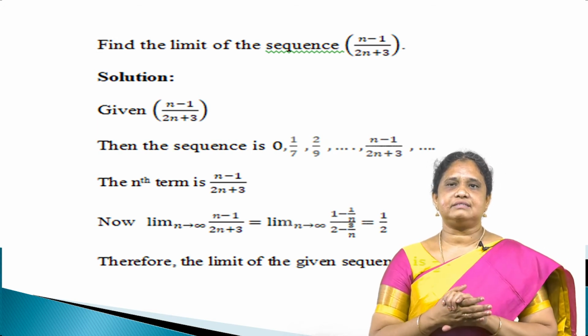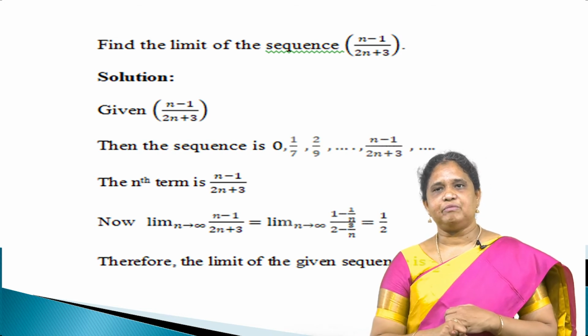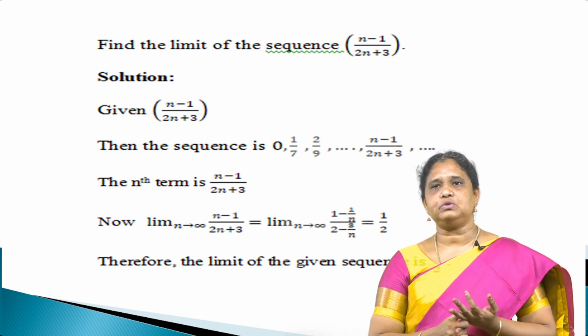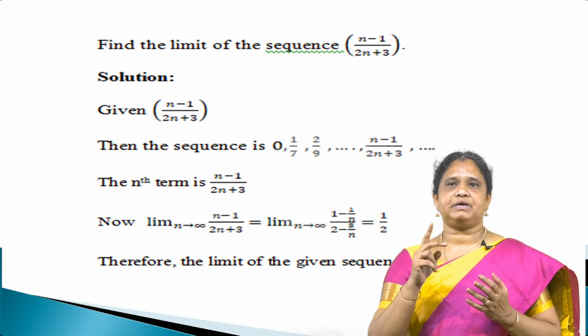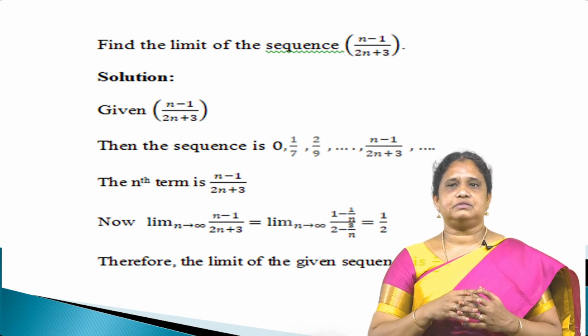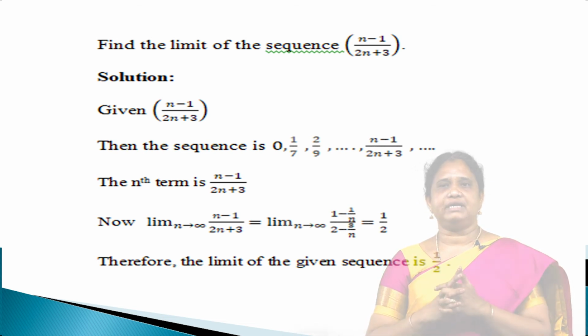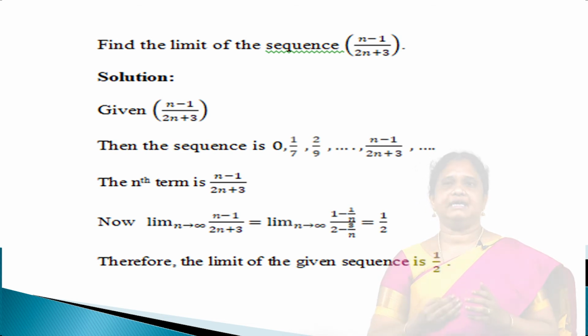So the first element is 1 minus 1, 0 by anything is 0. In the second element, if we give n equal to 2, the second element is 2 minus 1, 1 in the numerator, and 2 plus 2 into 2, 4, 4 plus 3, 7. So 1 divided by 7. And again apply the value 3 for n.